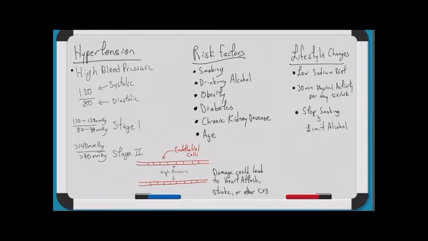Back to the illustration, as you can see, the endothelial cells, which line the blood vessel walls, can be damaged by the pressure of the blood. They can rupture, which can lead to stroke and heart attack, aneurysms in the brain, and these are all things that you do not want. So it's a good idea to keep your blood pressure low if possible.